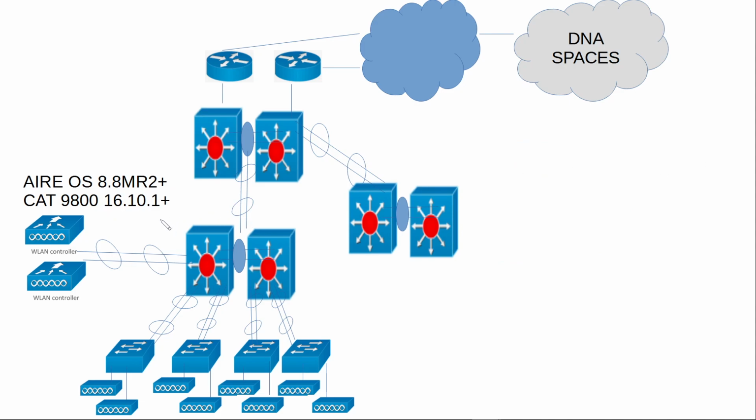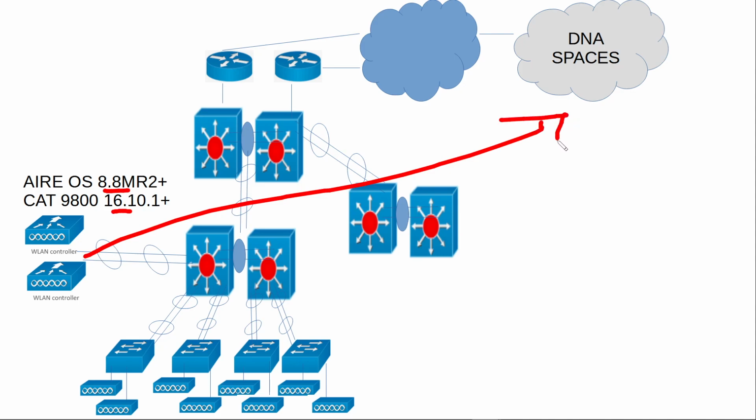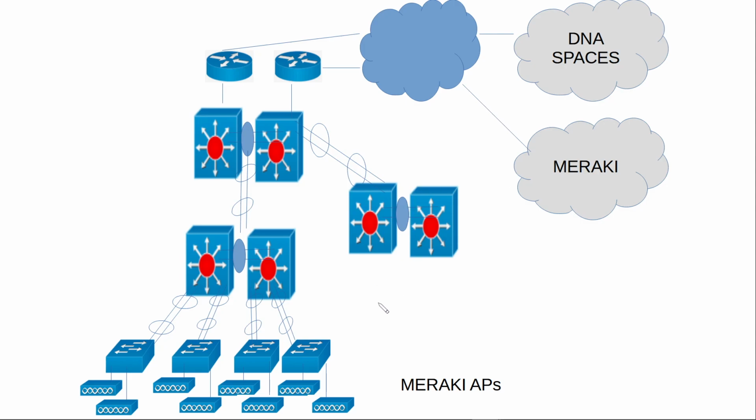If you have a really new version of your wireless LAN controller, it can be configured to send information directly to Cisco DNA Spaces. And for Meraki, your Cisco access points will send this information to the Meraki Cloud, and the Meraki Cloud will send it to the Cisco DNA Spaces Cloud. That's it.